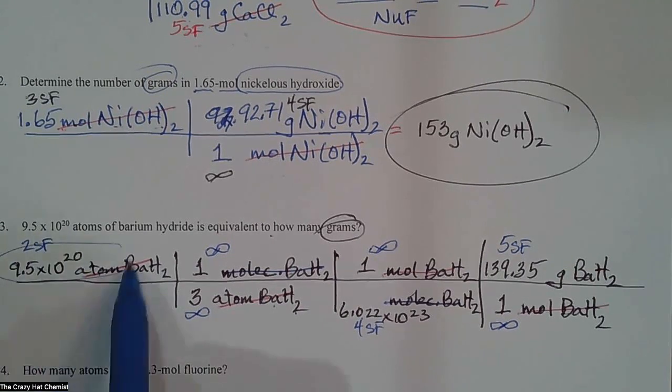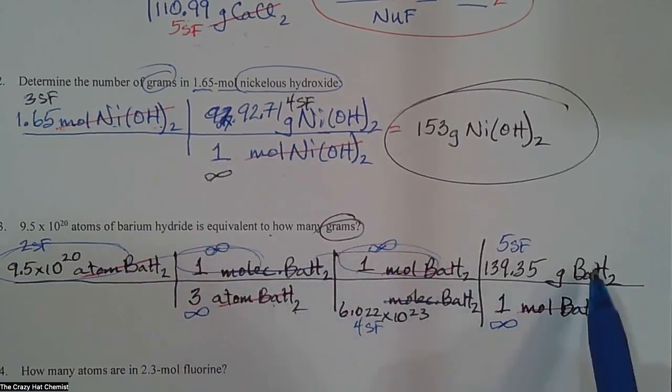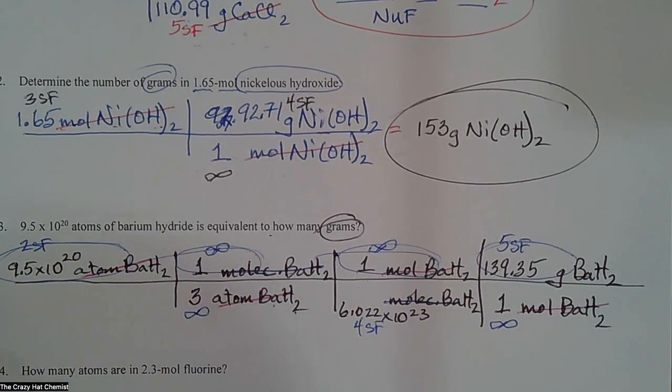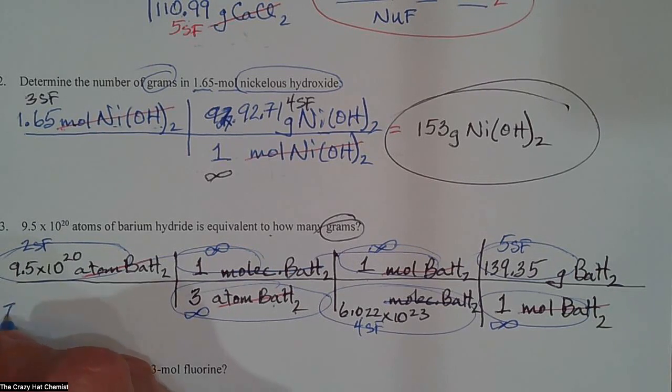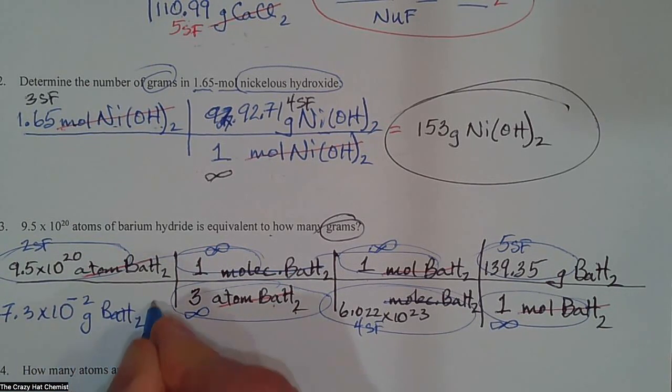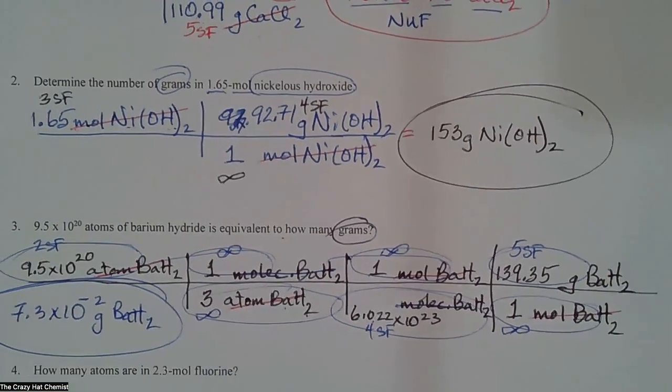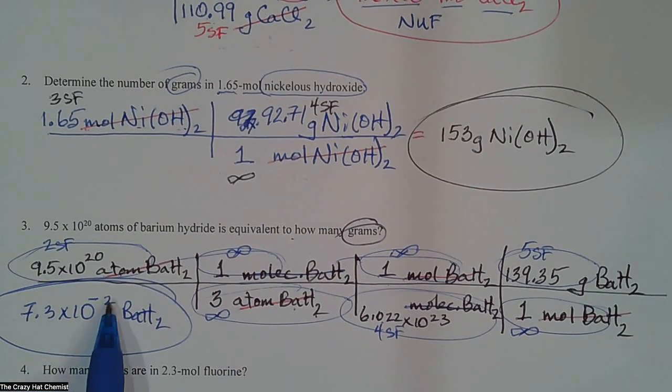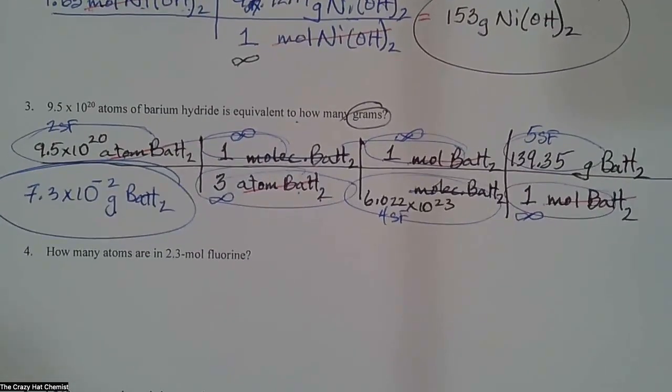So I'm going to take this number times 1 times 1 times 139.35 divided by 3 divided by Avogadro's number divided by 1. And then when I do that and round it correctly, I'm going to get 7.3 times 10 to the negative 2 grams of BaH2. And that is my rounded numeric value right there. Pretty happy with that. So let's cruise on to the next problem here.